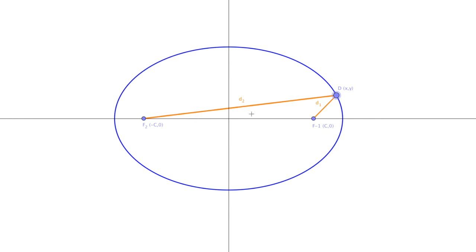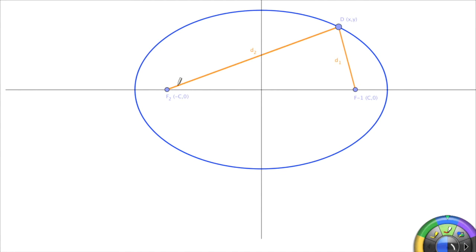And we're going to call this distance from here to here capital A. So 2A would be the distance of the major axis. So D1 plus D2 is going to be the length of the major axis. And that's going to become important in our algebra piece.